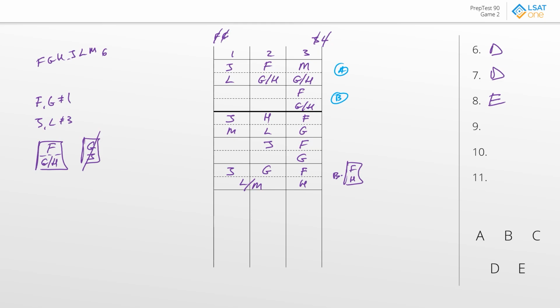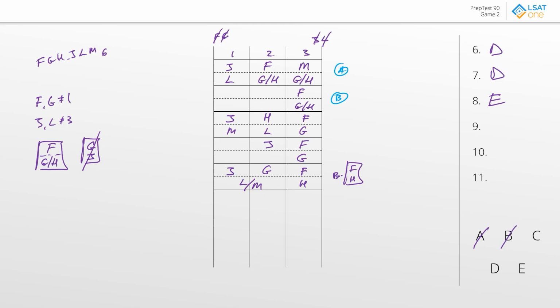A, F plays in the second game. Well, we don't know that because we could have the FH block in either game 2 or 3. Answer choice B, H plays in the third game, and no, we said the FH block could have gone over here, so that doesn't have to be true.